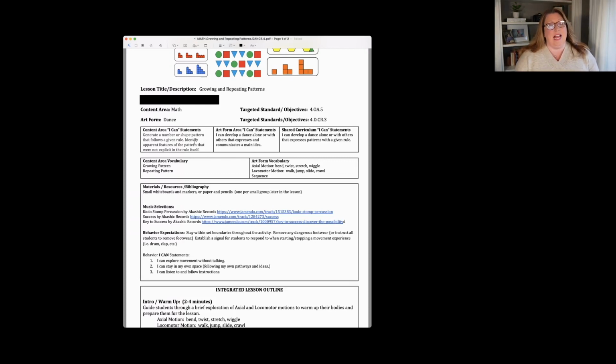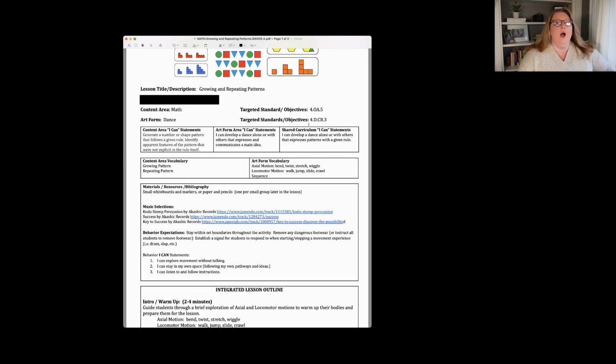So again, if we're taking a look at these two side by side, do they have an immediate connection? Not necessarily. It took me a minute to really think about how developing a dance with others that expresses or communicates a main idea has anything to do with generating a number or a shape pattern that follows a given rule, and then identifies an apparent feature of the pattern that wasn't explicit in the rule itself. I was like, it could work. Do the verbs match? So generate and develop. Yeah, they could match. They're not the same, but they match in terms of the intention, right? And then identify and express. Identify and communicate is a better fit there. So this can work.